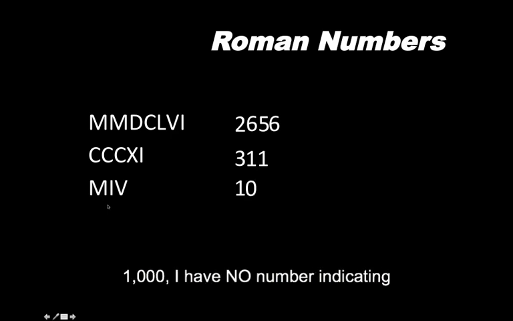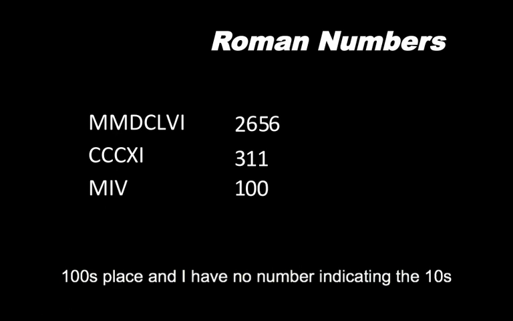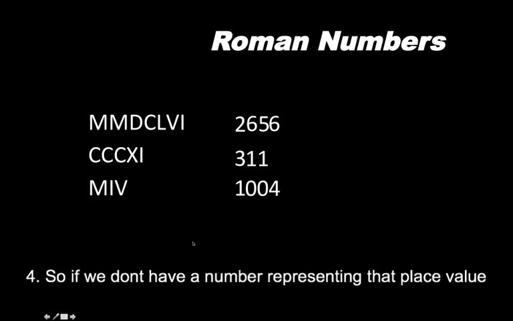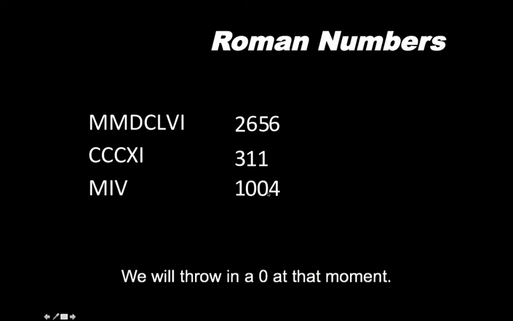I have no number indicating the hundreds place, and I have no number indicating the tens place, but then I have 1 from 5, which gives me 4. So if we don't have a number representing that place value, we'll throw in a 0 at that moment.